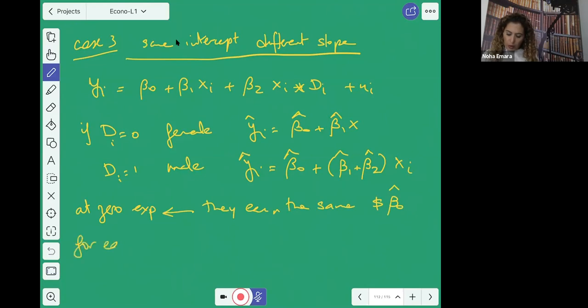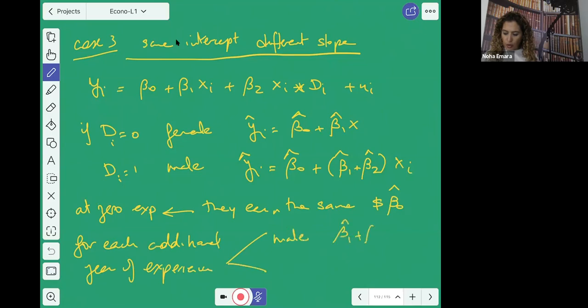And for each additional year of experience, we have 2 cases. For males, they earn beta hat 1 plus beta hat 2, and for females, they earn just beta hat 1. Okay, so that means we have the same intercept because they earn the same at 0, but we have a different slope because for each additional year of the continuous variable, which is experience, they do earn differently.